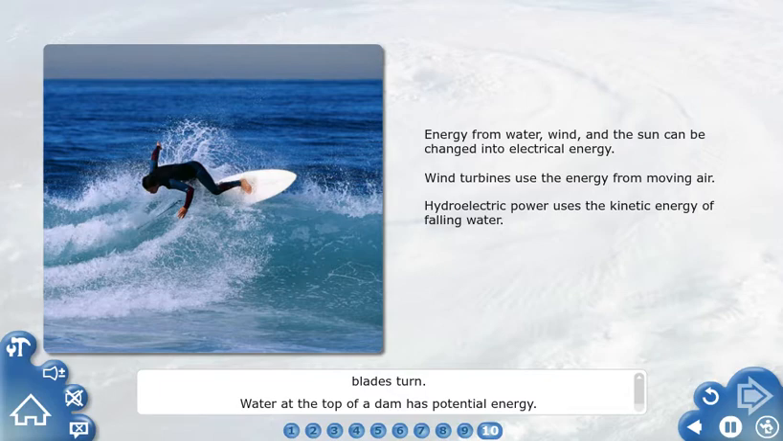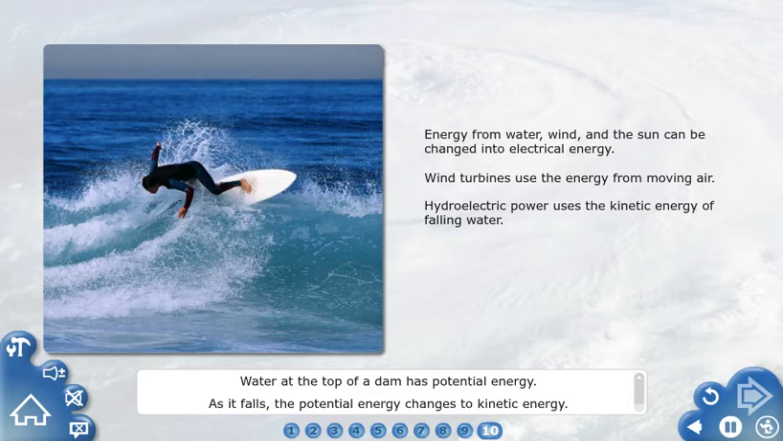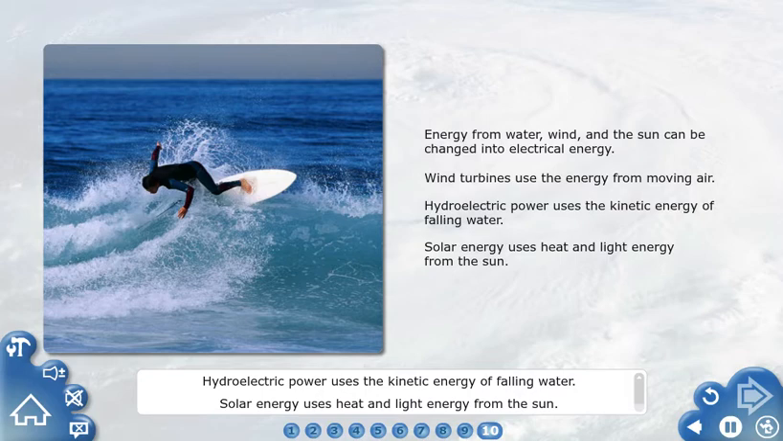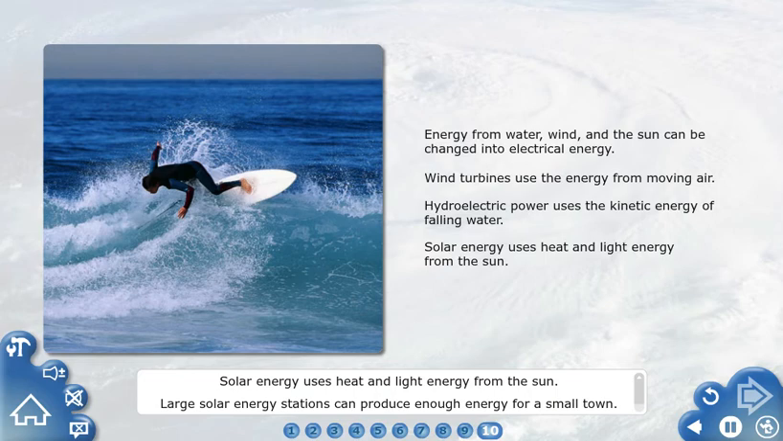Water at the top of a dam has potential energy. As it falls, the potential energy changes to kinetic energy. Hydroelectric power uses the kinetic energy of falling water. Solar energy uses heat and light energy from the sun. Large solar energy stations can produce enough energy for a small town.